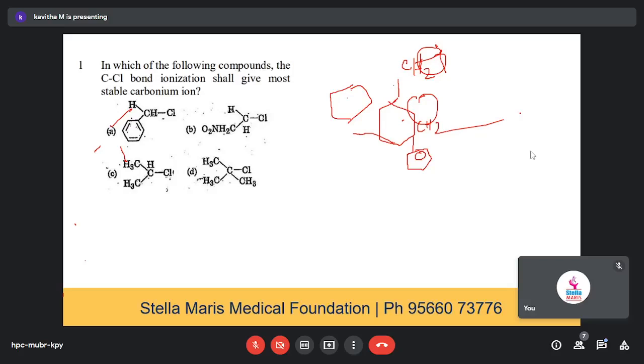So next is D, and the next one is C, and the last is B, because the NO2 group is electron withdrawing. So that methylene CH2 group will not donate any electron to the carbocation, since NO2 is electron withdrawing. Okay.